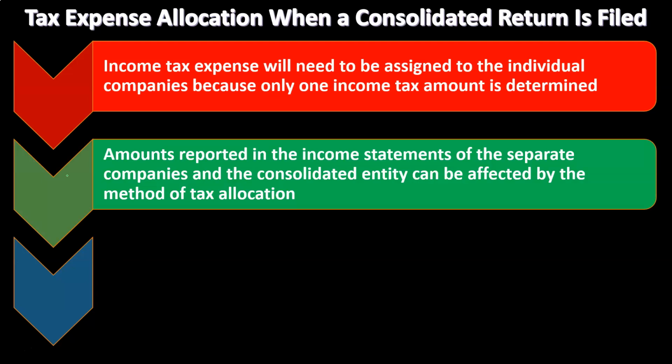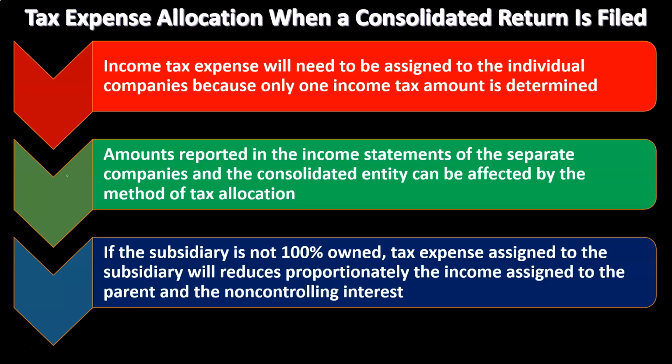Amounts reported in the income statement of the separate companies and the consolidated entity can be affected by the method of tax allocation. So the amounts reported for the income statements of the separate companies and the consolidated entity itself can be affected by this allocation method. If the subsidiary is not 100% owned, tax expense assigned to the subsidiary will reduce proportionately the income assigned to the parent and non-controlling interest.